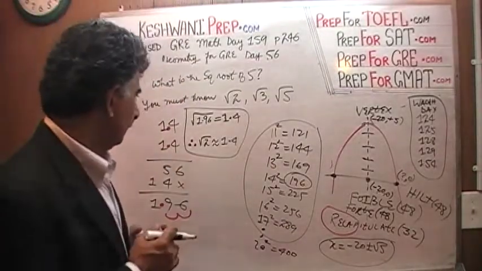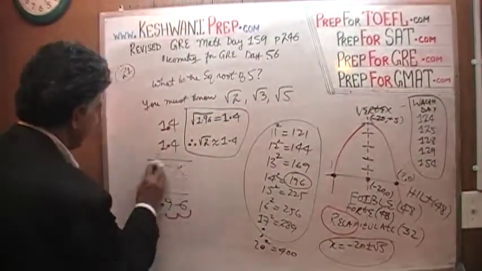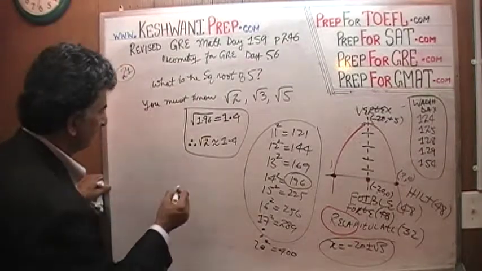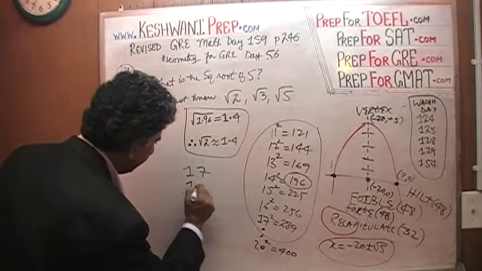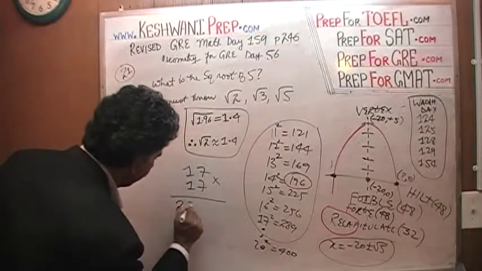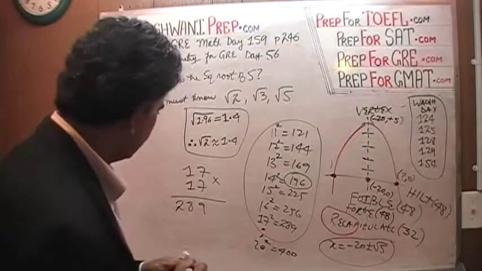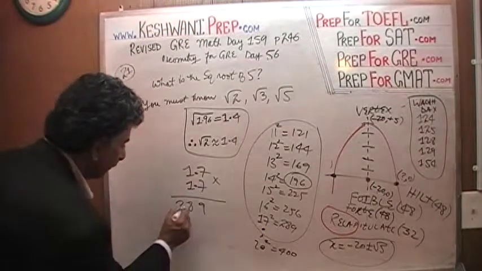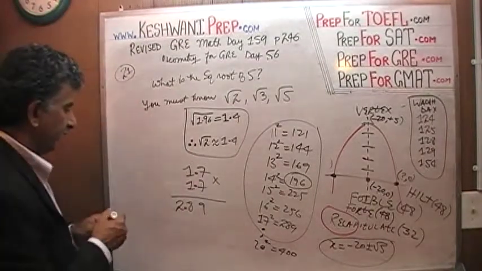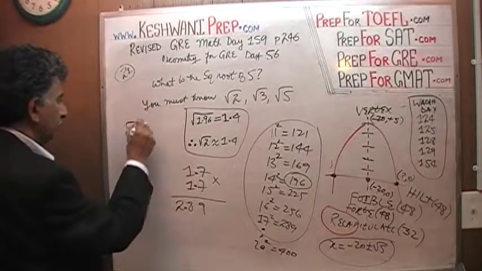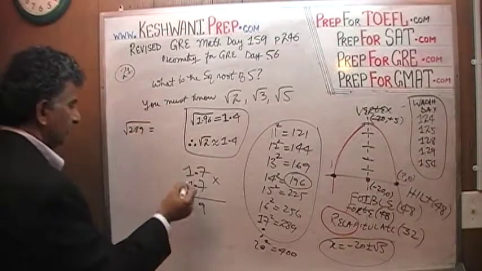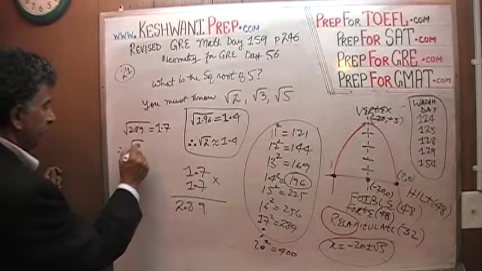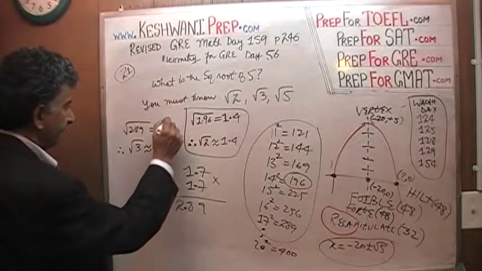Do you understand? Similarly, let's do one for 3. We just found out 17 times 17 a little while ago, didn't we? We found out that it is 289. Therefore, 1.7 times 1.7 must equal 2.89. What that tells us is that the square root of 2.89 equals 1.7. Therefore, the square root of 3 approximately equals 1.7.